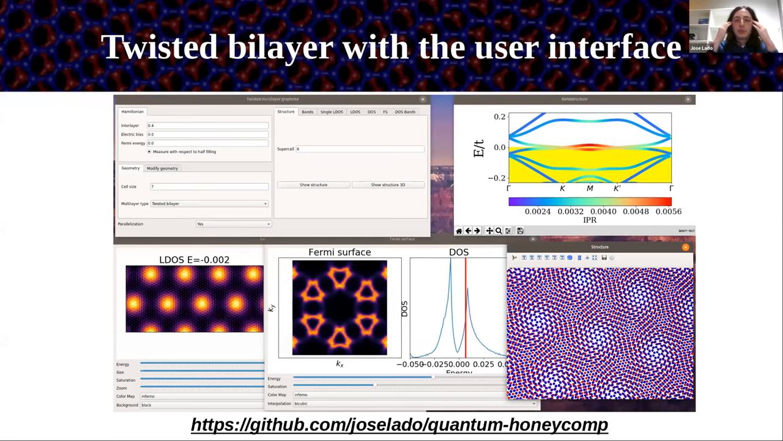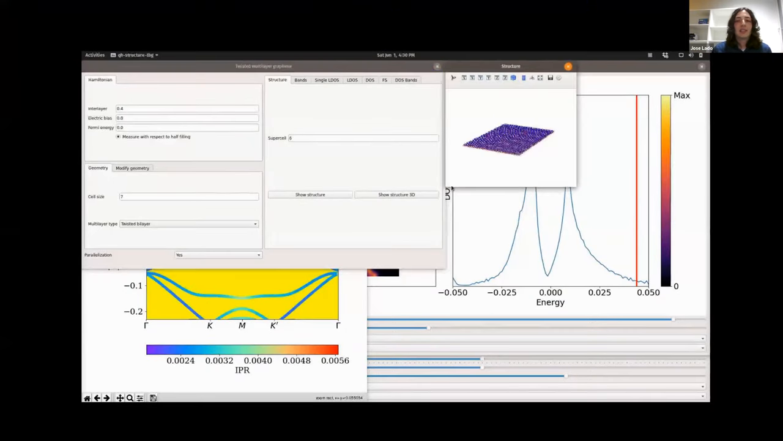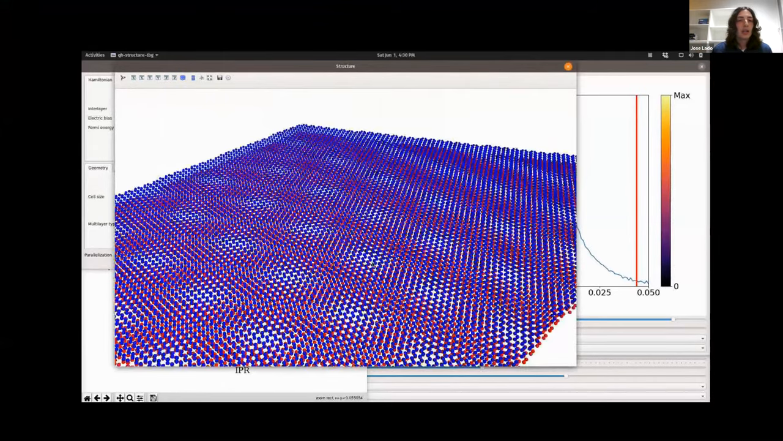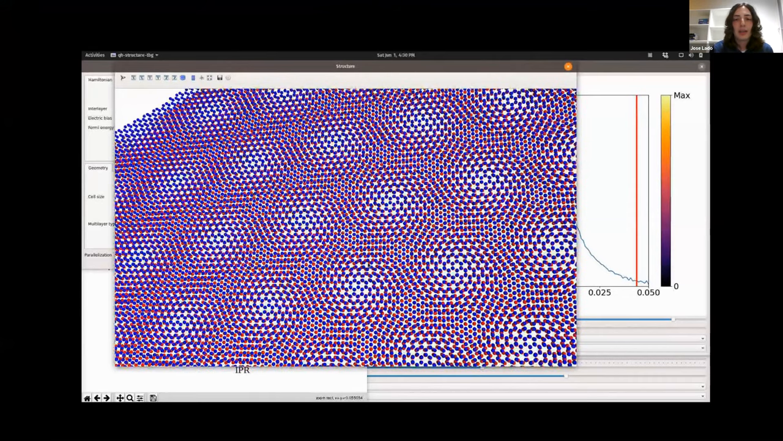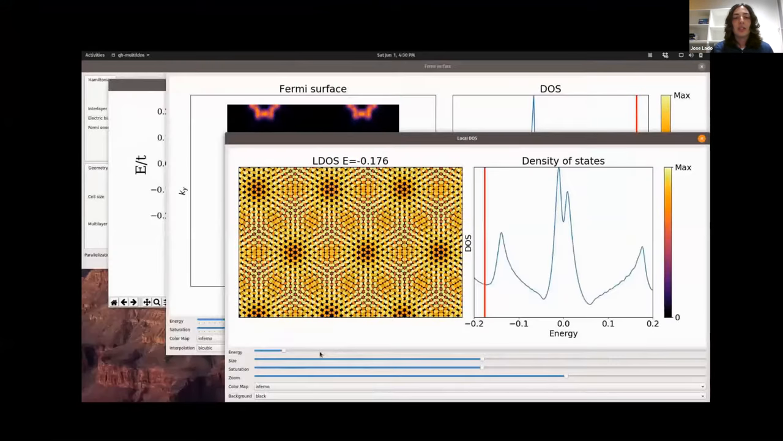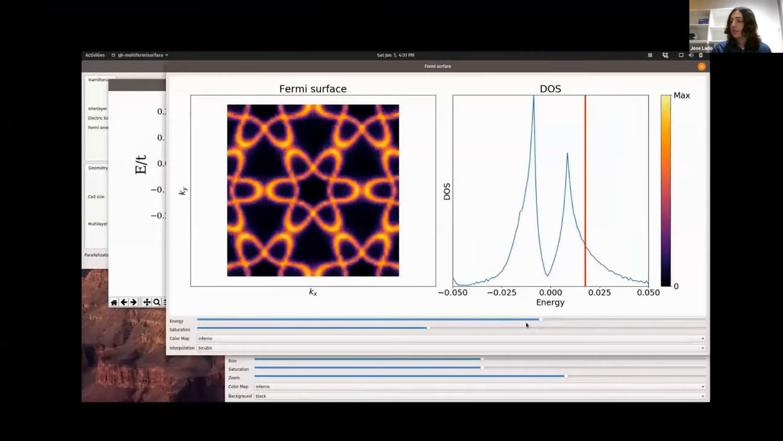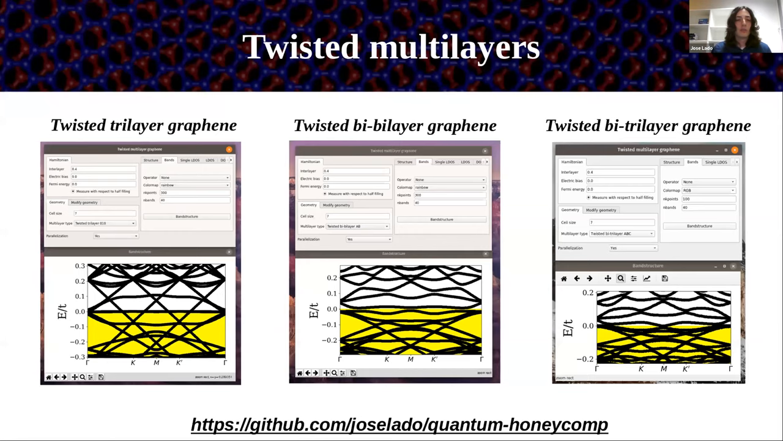And of course, you can also do this with twisted graphene multilayers, and for example, with magic angle twisted graphene multilayers. And in this case, you can, for example, look at the structure, how you have the different stackings in your structure. You can look at your band structure and see that you have your flat bands. You can look at what is the location of the density of states in real space at different energies, or you can look at how your Fermi surface changes with the different energies. And of course, you can also look at twisted trilayers, twisted bilayers, twisted bi-tri-layers, twisted tri-tetra-bilayers. Well, I think that you get the idea.